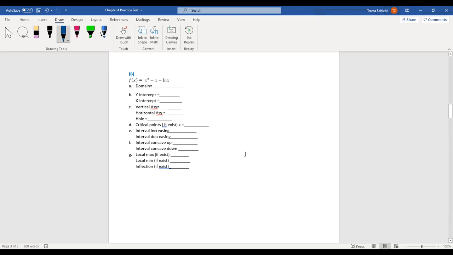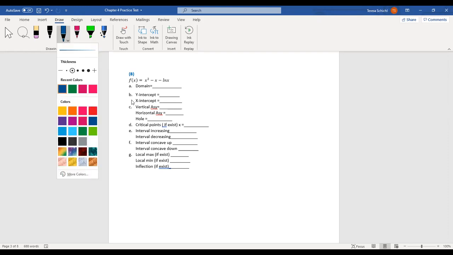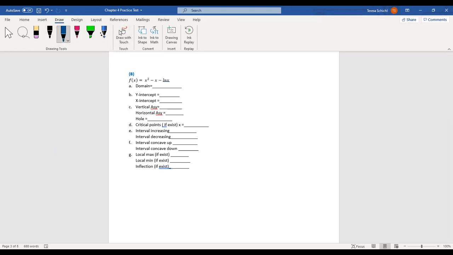The second one here is f(x) = x squared minus x minus natural log x. The first thing we talk about is the domain. The first two terms are polynomial, but for the natural log x, natural log x cannot be negative, right? So my domain has to run from where to where? 0 to infinity. So it has to be (0, infinity).